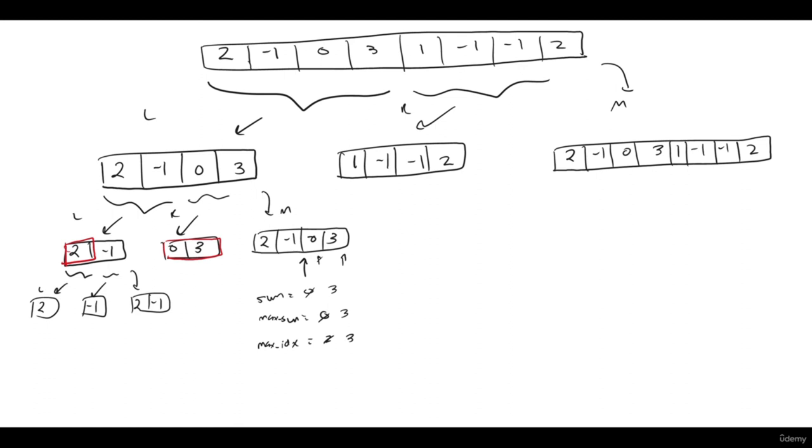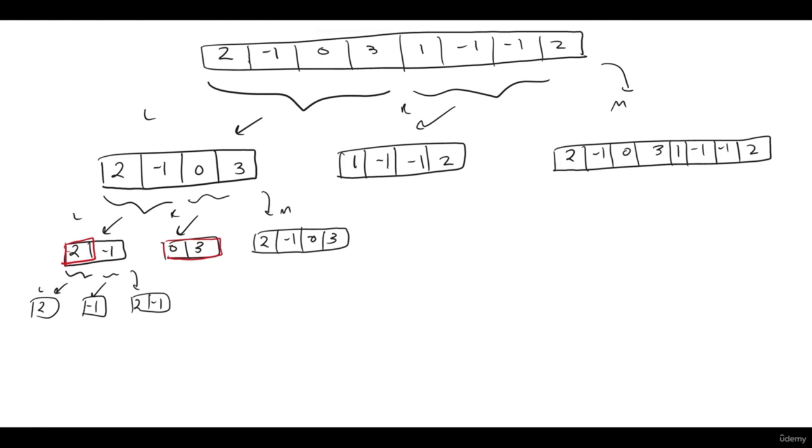And so now we have the left side that ended here and the right side that ends over here. And so what we're going to do is we're going to wind up choosing every single item that's in this array as the maximum subarray that crosses the midpoint.